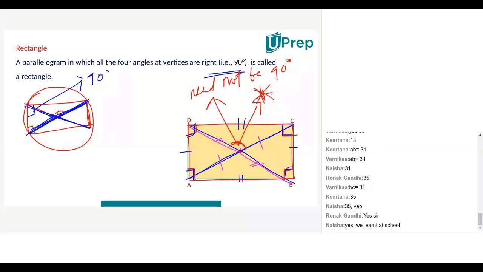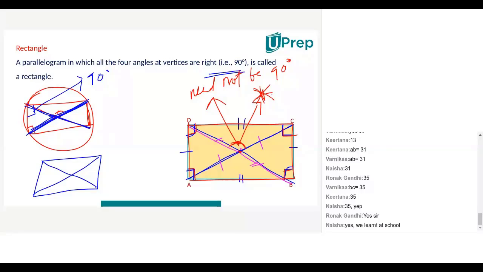In a parallelogram, what you are doing? In a parallelogram, this is one angular bisector you take. This is another angular bisector you take. Okay, and then yeah, it forms. You wait for it.